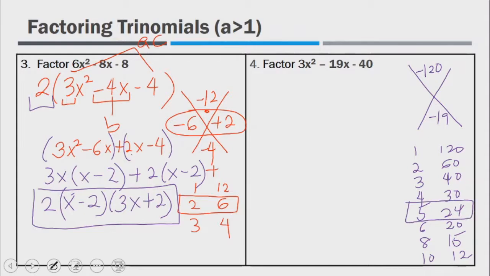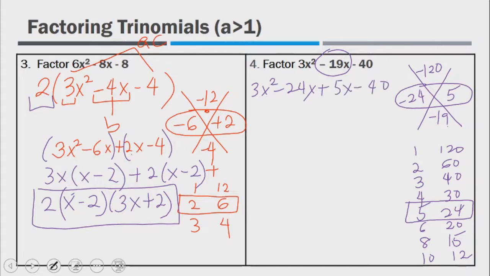So now we want to combine to negative 19. So I'm going to have negative 24, positive 5. If you add those two together, they will give you negative 19. If you multiply them, you are going to get negative 120. So these are the two factors. You are going to use them to replace this middle one. So this is going to become 3x squared minus 24x plus 5x minus 40.